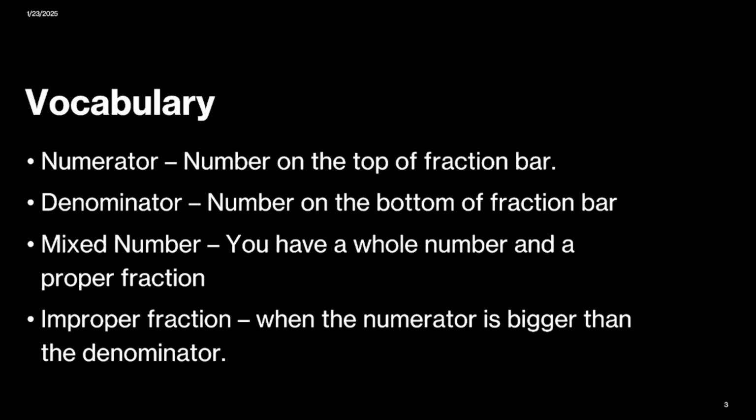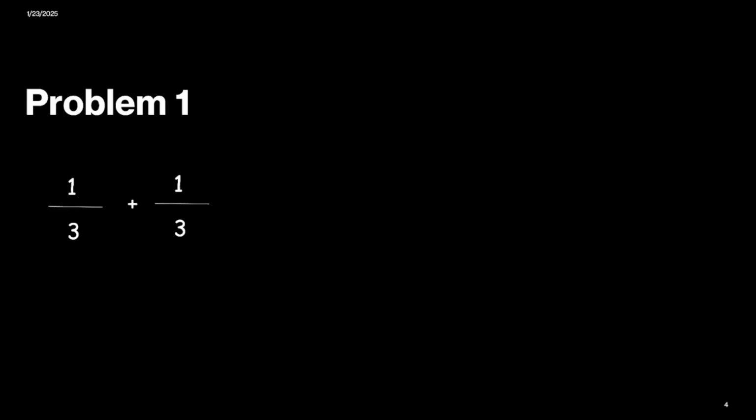Okay, let's do the first question together. So we have problem number 1. You have 1/3 plus 1/3. How this rule works is you add the numbers in the top. You do not add the numbers in the bottom, because that bottom number represents the whole of the fraction. So you add the numbers in the top. In this case, you'll get 2/3.